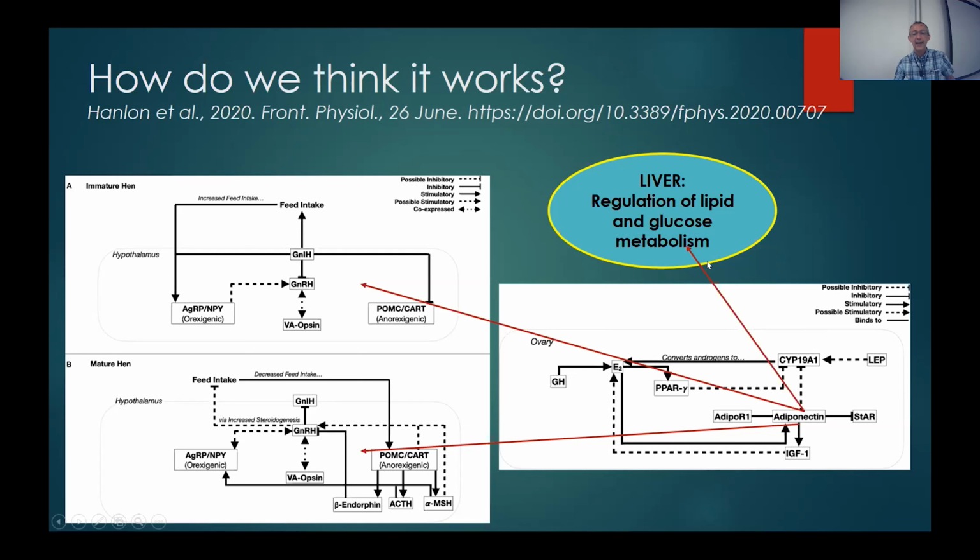But at the end of the day, one key target here is the liver. Why? Because in birds, the liver is the primary organ that regulates where the energy is going to be and where it's going to be stored. So the energy, lipid, and glucose metabolism are all linked at the level of the liver. And we speculate that adiponectin is going to be one of the main mediators of the metabolic status.